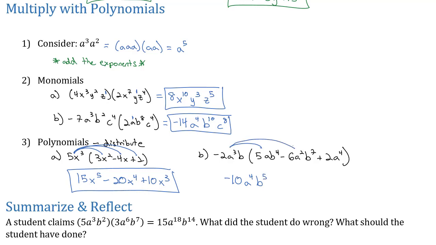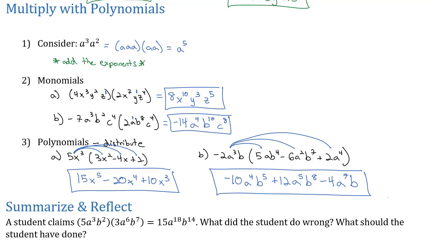Continuing to distribute, negative 2 times negative 6 is positive 12. On the a's, I have 3 plus 2 is 5. On the b's, I have 1 plus 7, which is 8. Finishing my distributing, negative 2 times 2 is negative 4. On the a's, I have 3 plus 4, which is 7. And the b is just a b. There's no b's to add to it, so it's just a b. We get our final product by multiplying that monomial by the polynomial through distributing.